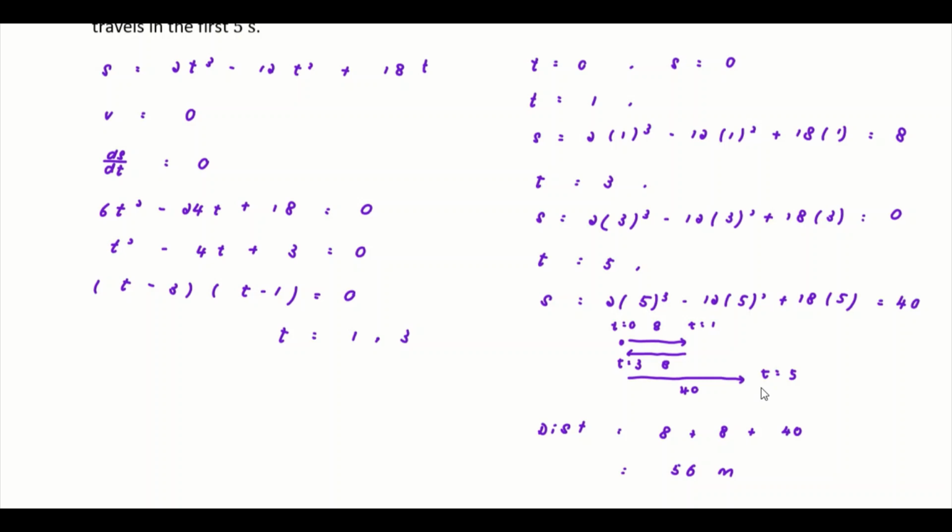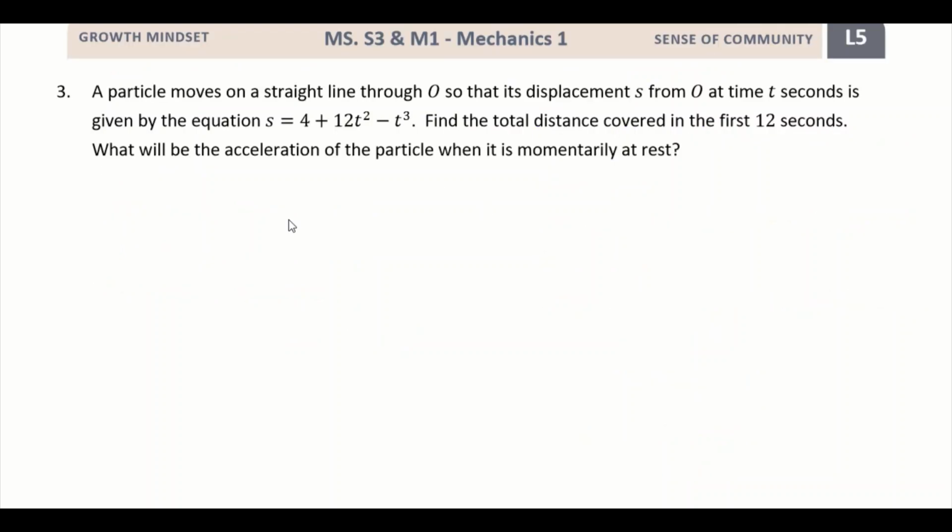So now let's try to look at number 3. All right, number 3: a particle moves on a straight line through the origin, so that its displacement s from O at time t seconds is given by this equation. Find the total distance covered in the first 12 seconds, then what is the acceleration of the particle when it is at rest. Okay, so these are two different questions here.